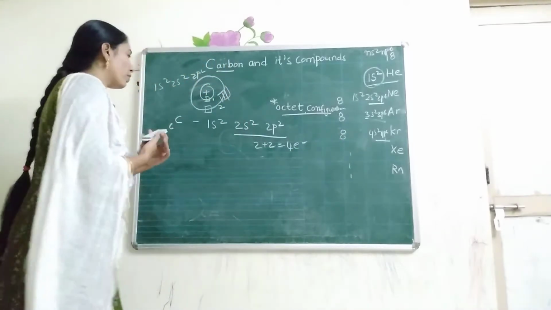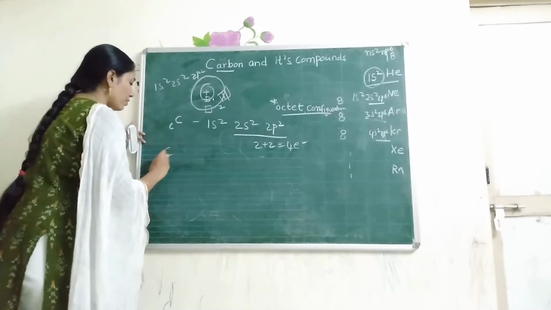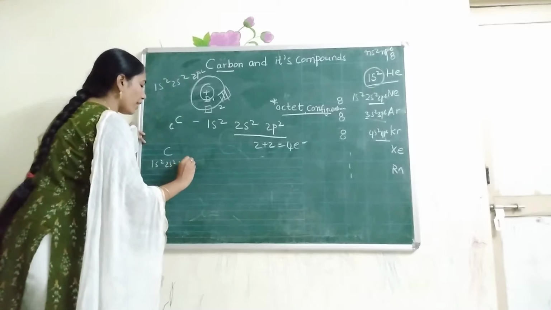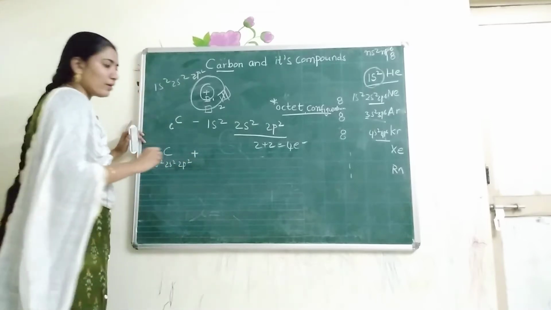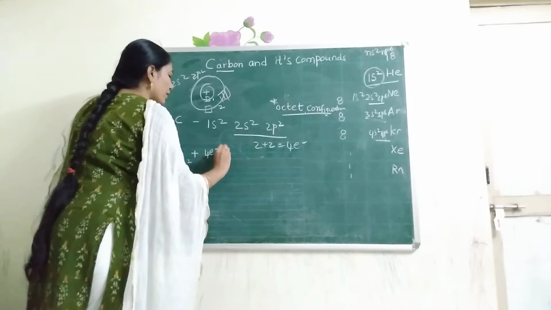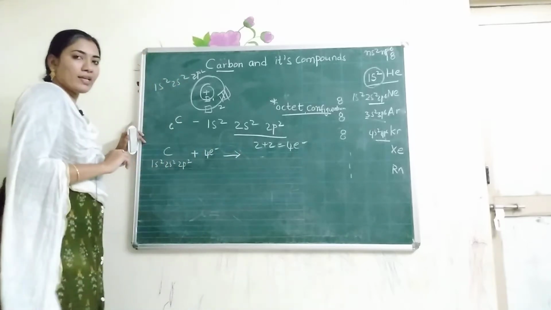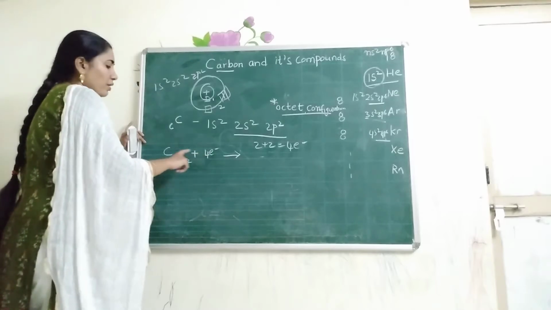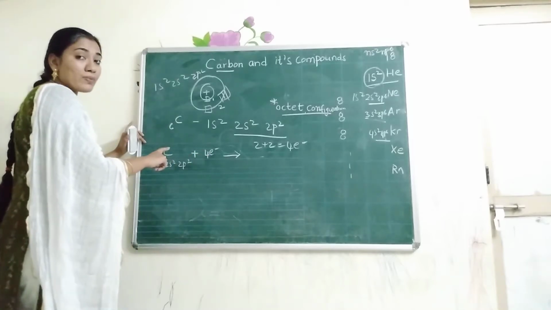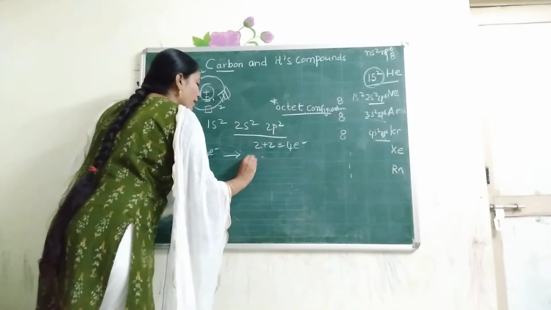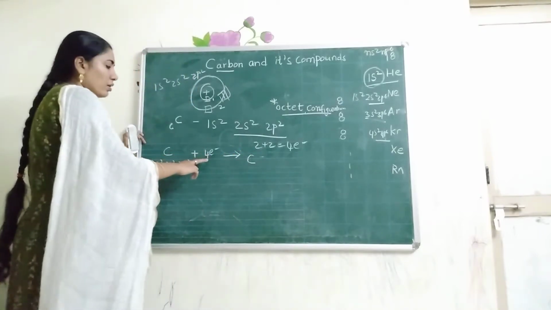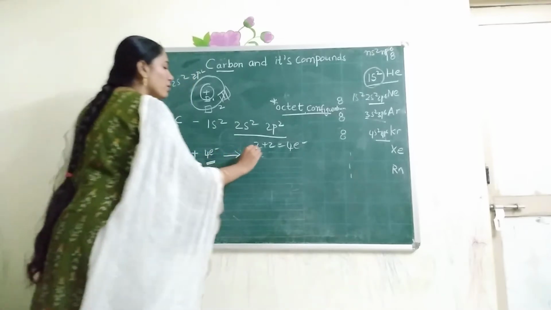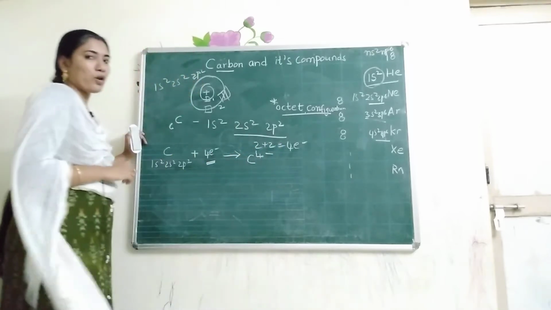Okay. Carbon. The configuration is 1s2, 2s2, 2p2. If carbon gains 4 electrons, then what? Then it forms which ion? Carbon here is gaining electrons, so it forms an anion. Which anion? What is the magnitude of charge on this carbon? It acquires 4 electrons, so it forms a 4 minus ion, isn't it?